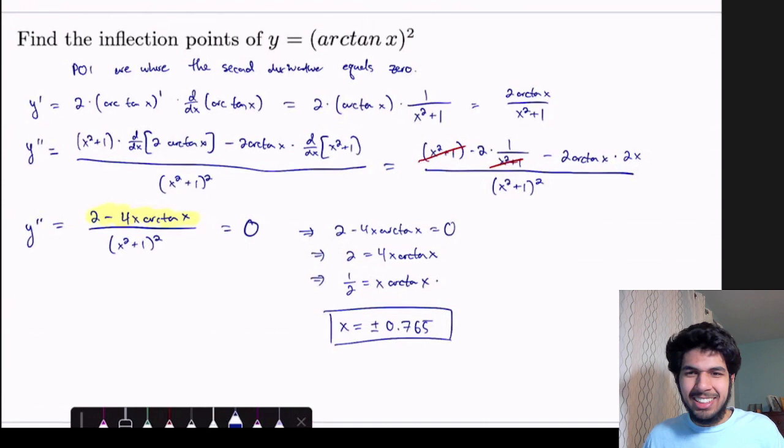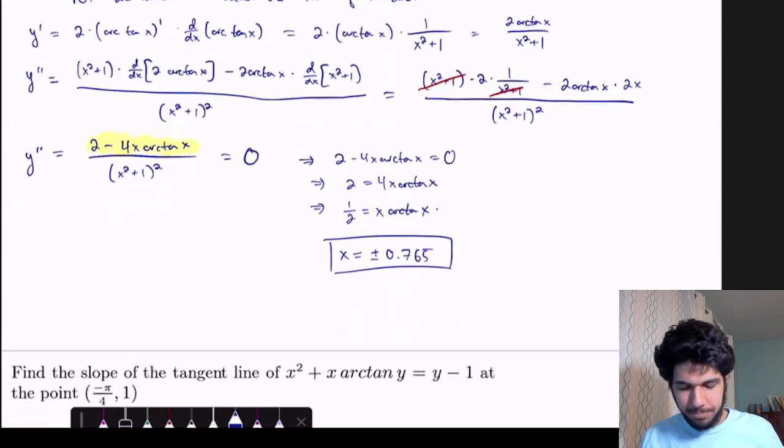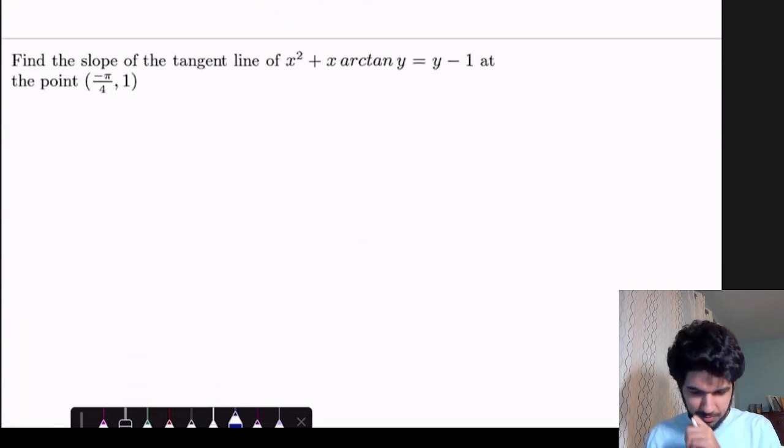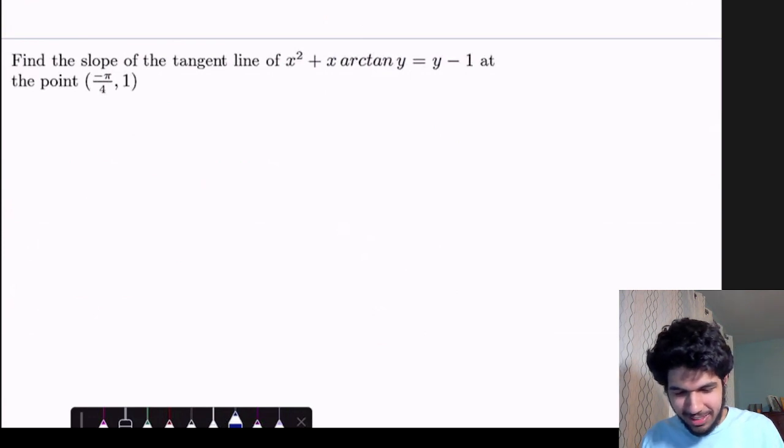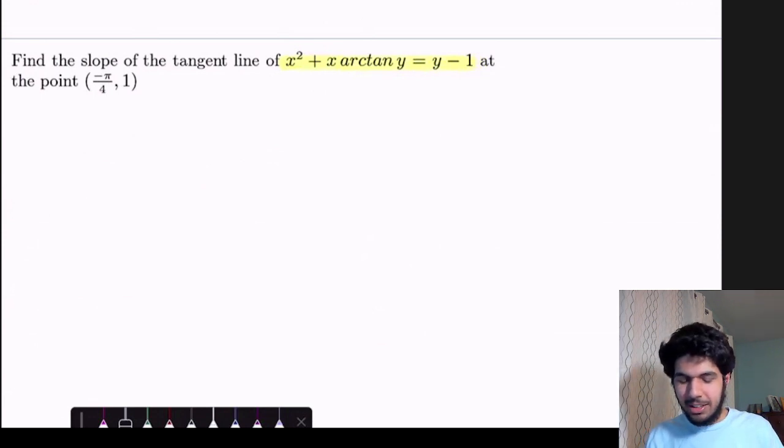So, yeah, good little practice of remembering what points of inflection are, and some quotient rule practice, which feels like we haven't done in a while. But, yeah, good question here. Let's do another one. Find the slope of the tangent line of this, which I guess I'll highlight just to make it stand out a little bit better, at the point negative pi over 4 comma 1.